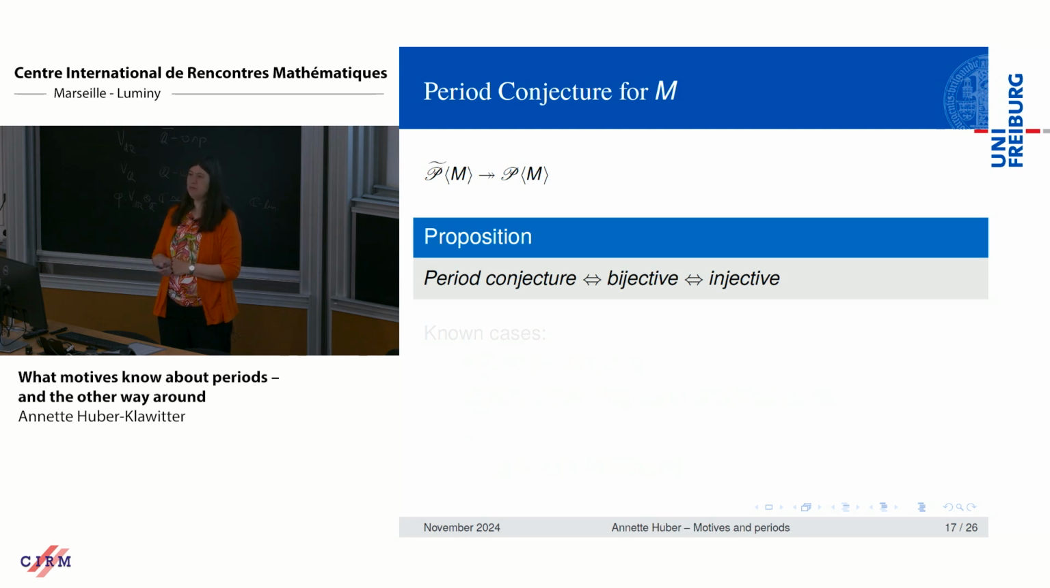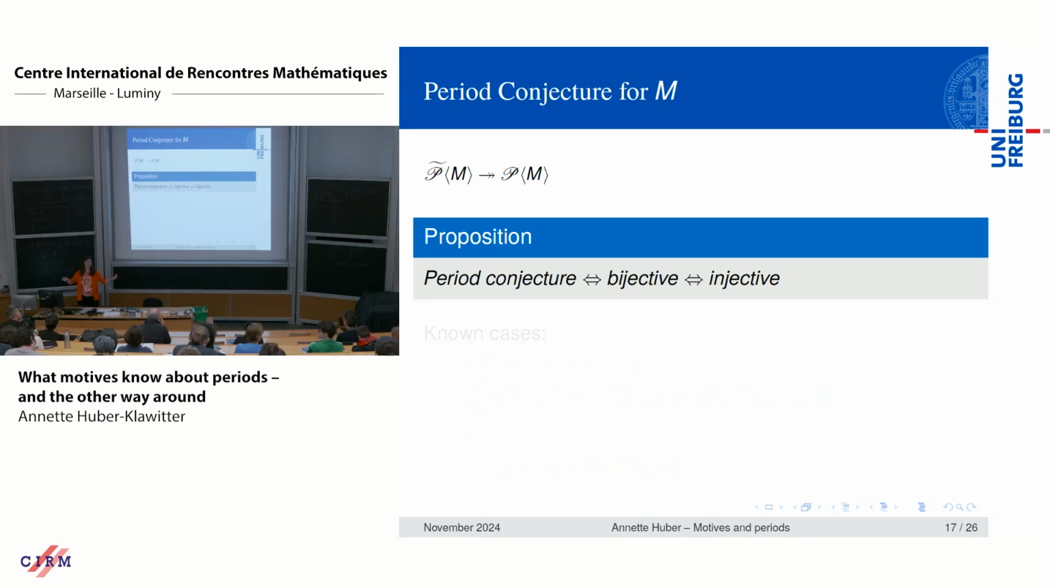That's a precise formulation of the period conjecture for M, and then you can ask that for all motives, and then you have the period conjecture for the category of motives. What do we know? We have motives of projective spaces. Motives of projective spaces, this is Tate twist, Q(n) for n in the integers.